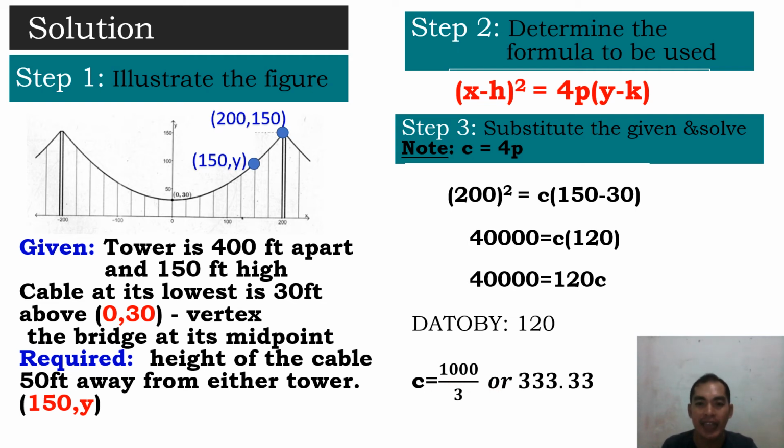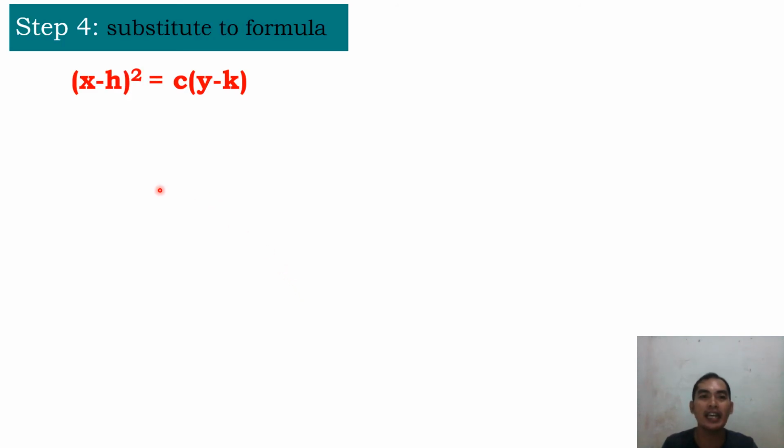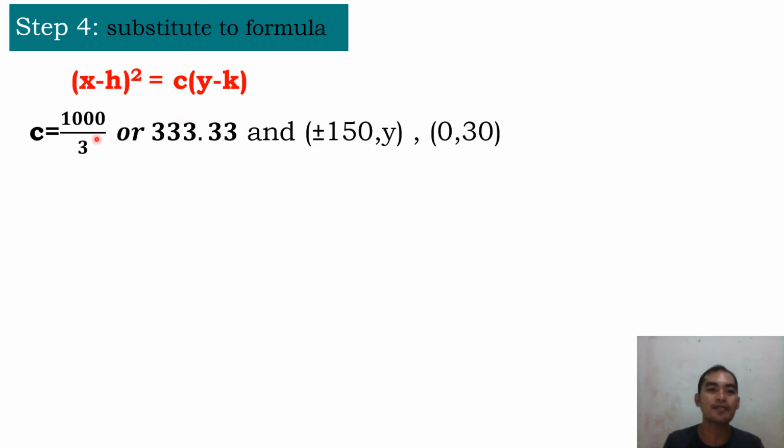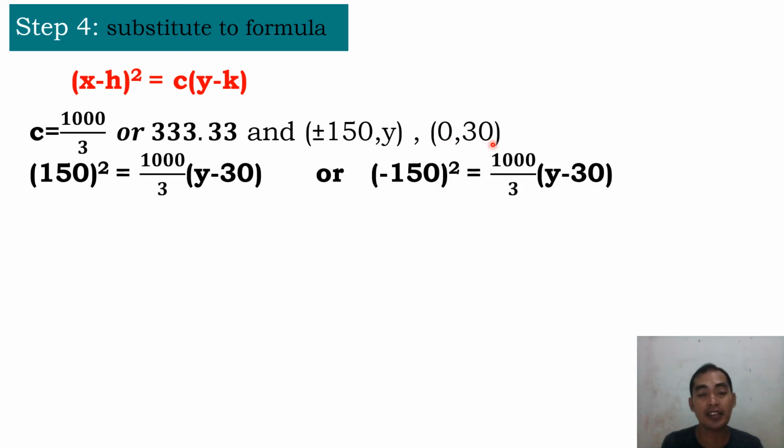1000 over 3 or 333.33. Next, pag nakuha na yung c, ang gagawin ay iso-substitute natin sa formula ulit. We will use the value of c and the value of x, which is positive or negative 150, to solve for y, and the vertex is at (0, 30). So when we substitute, 150 squared equals 1000 over 3 times the quantity of (y minus 30), or pwede rin negative 150 squared equals 1000 over 3 times the quantity of (y minus 30).